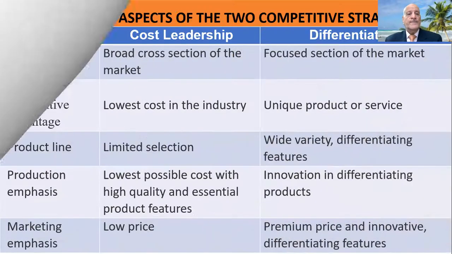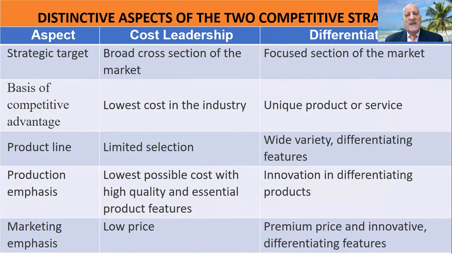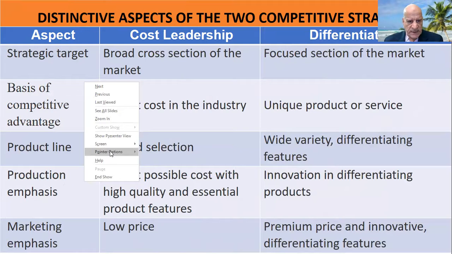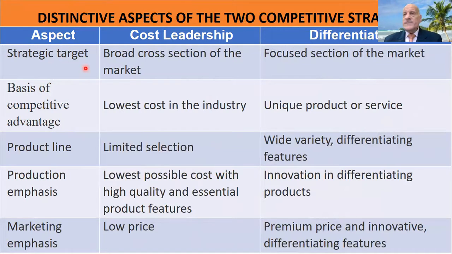And now let us have a look at the distinctive aspects of the two competitive strategies. From the point of view of strategic target, in cost leadership strategy, it is a broad cross-section of the market. But in the other strategy, which is differentiation strategy, it is a focused section of the market.